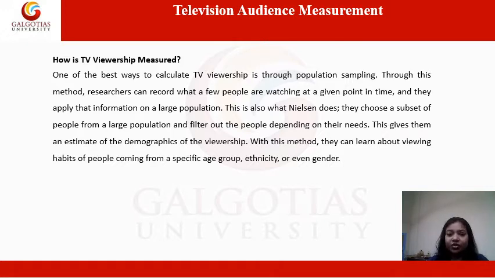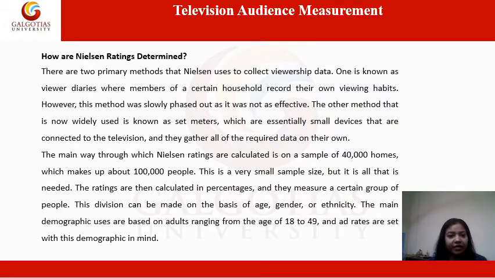One of the best ways to calculate TV viewership is through population sampling. Through this method, researchers can record what a few people are watching at a given point in time, and then they apply that information to a large population. This is also what Nielsen does. They choose a subset of people from a large population and filter the people depending on their needs. This gives them an estimate of the demographics of the viewership. With this method, they can learn about the viewing habits of people coming from a specific age group, ethnicity, or even gender. How are Nielsen ratings determined?